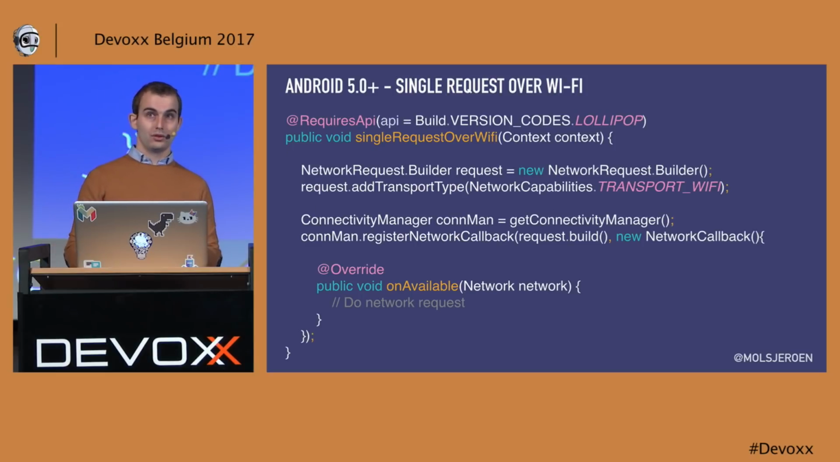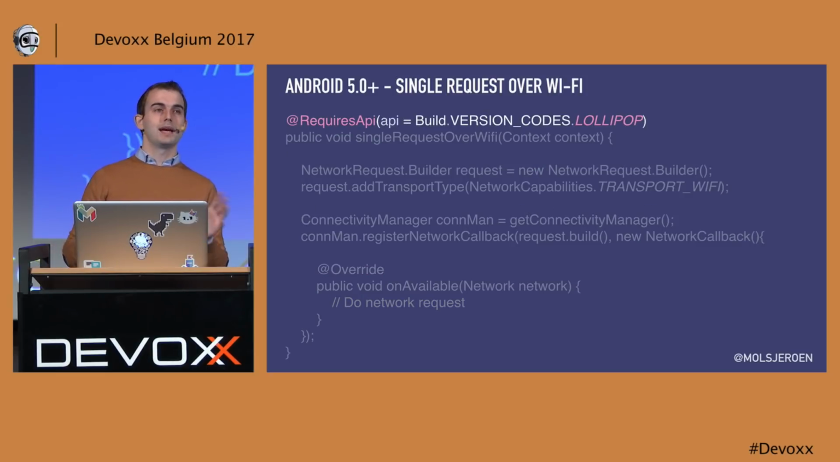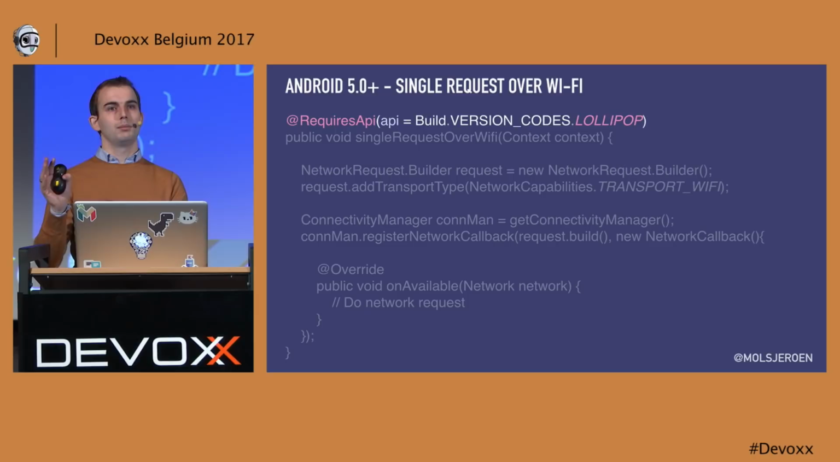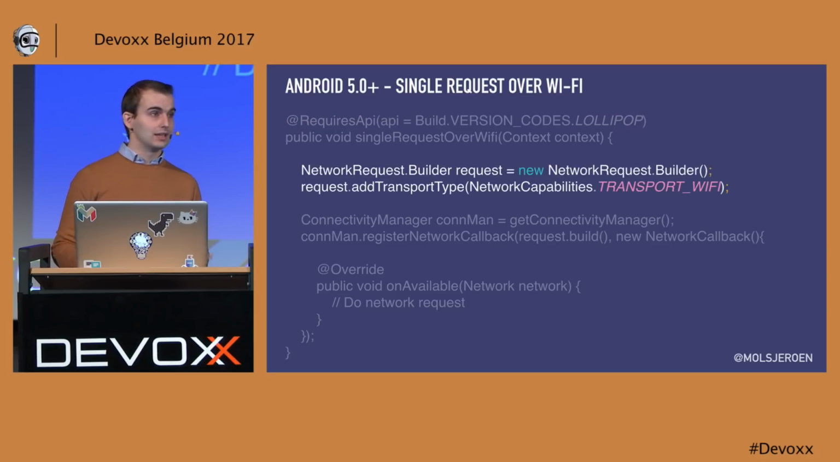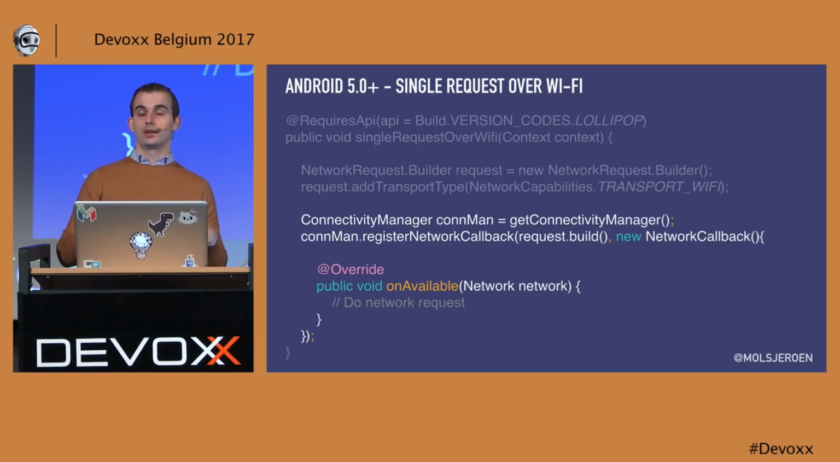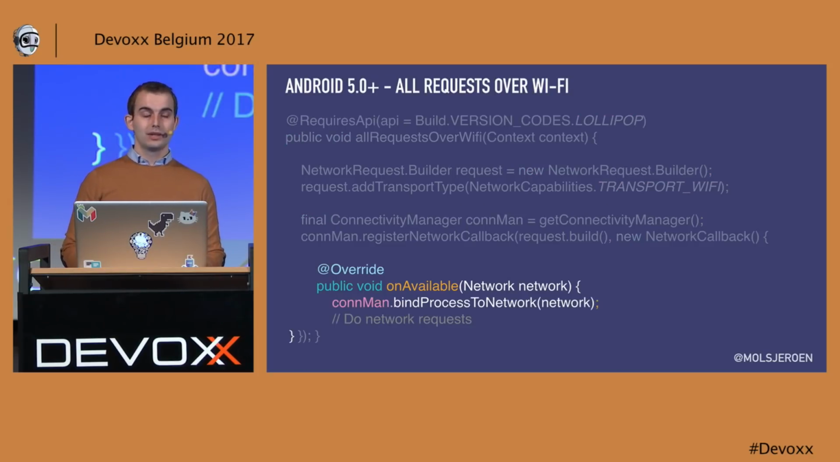Now there is a way to solve that. You need to do an API check, only on Lollipop and higher, and then you say, I want to have a network with Wi-Fi capabilities, ConnectivityManager, give me that network, and then when you get the onAvailable call, you can do your network request, a single request. If you want to do every request over that network, you can do another trick, and you can just call bindProcessToNetwork, and then every subsequent request you do will be sent over that network.